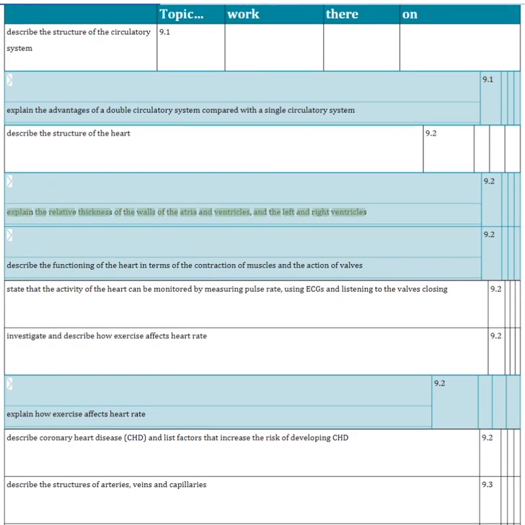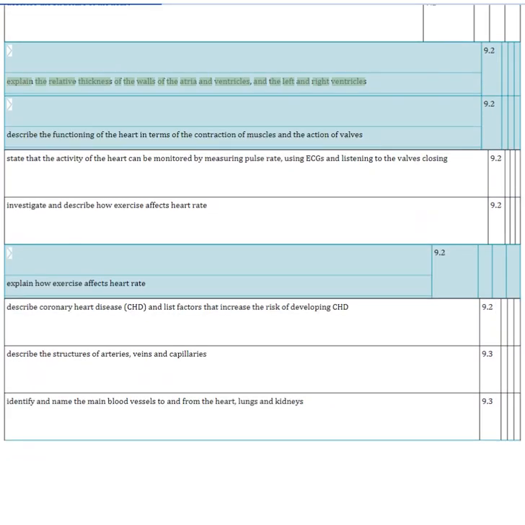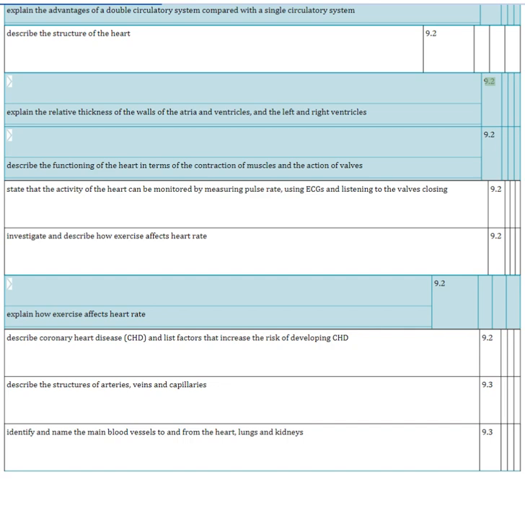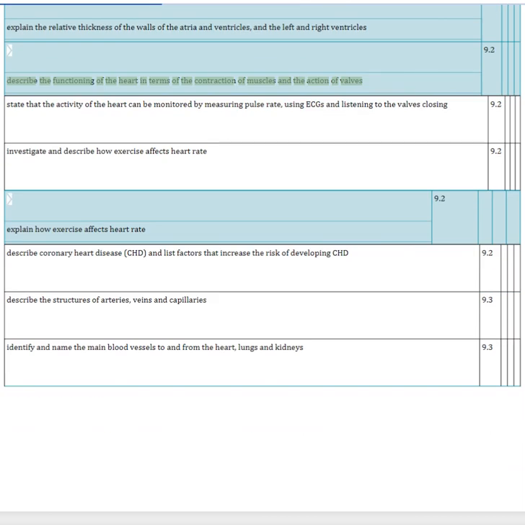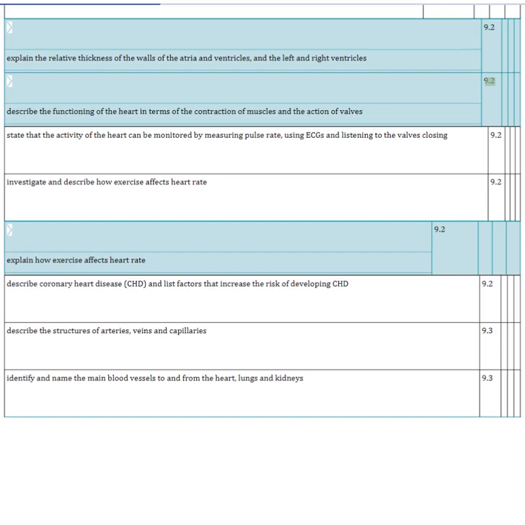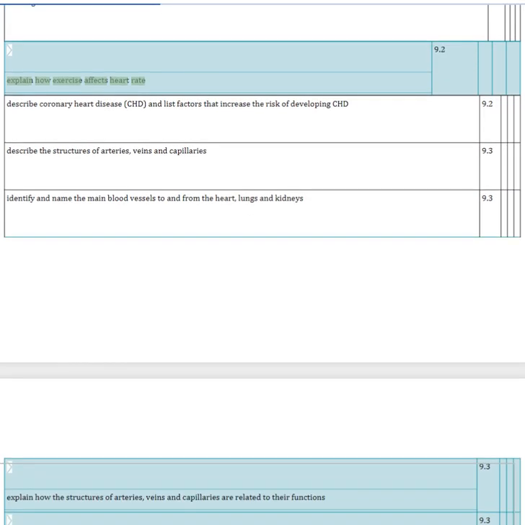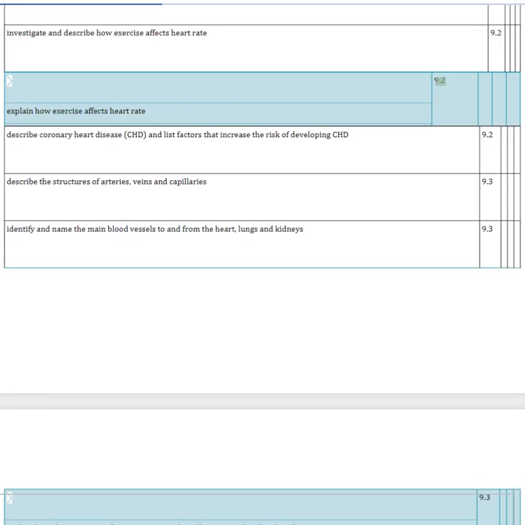9.1. Explain the relative thickness of the walls of the atria and ventricles, and the left and right ventricles. 9.2. Describe the functioning of the heart in terms of the contraction of muscles and the action of valves. 9.2. Explain how exercise affects heart rate.